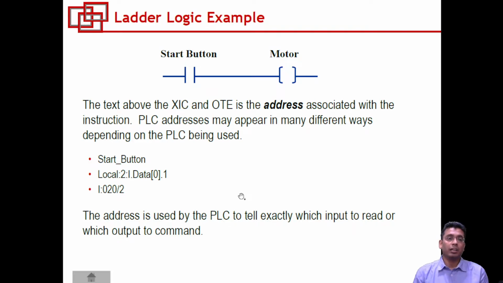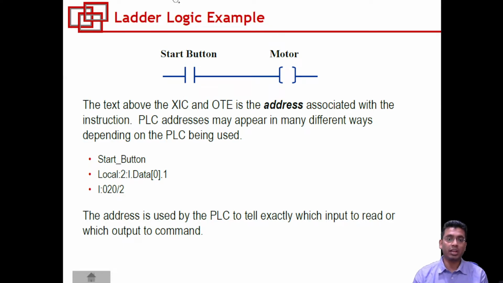Now the text above the XIC instruction or the OTE instruction is known as the address, and this address is associated with the instruction. Okay, for example, if you can see here, this is an XIC symbol. On top of that, a start button is written. Okay, that means you will be having multiple XICs in your ladder logic. It may start small, or it may go up to the tune of some thousands of XICs. Similarly, you can have your motors or your output devices, OTE devices, running into a few hundreds to a few thousands.